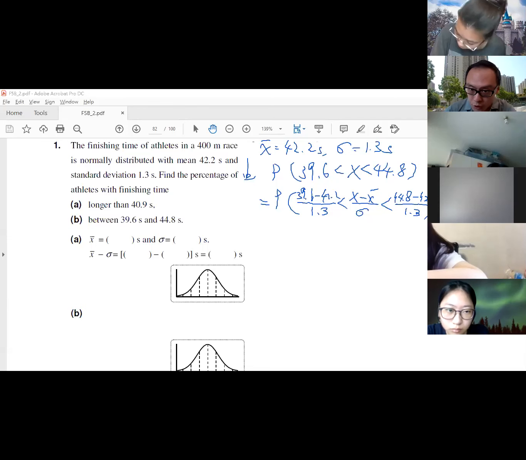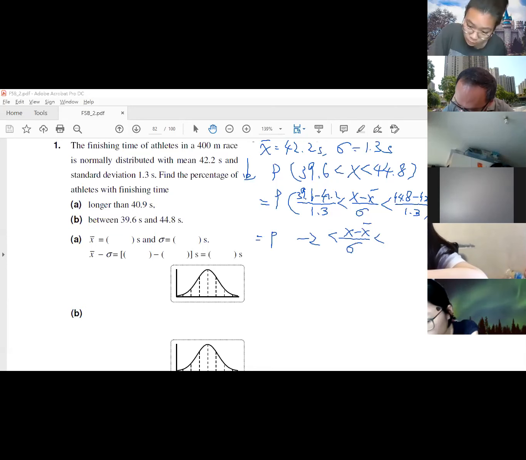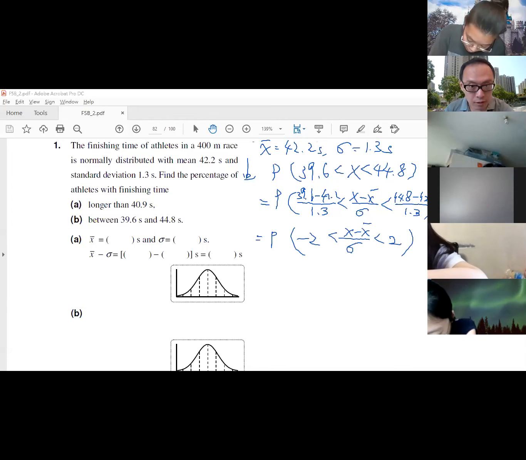Okay, and then we really do the calculation on the left part and on the right part. Okay, so for the left part, I think it should be equal to -2. Okay, the middle part has no change. For the right part, I think it should be equal to +2. Right?